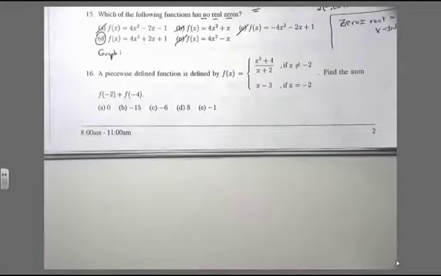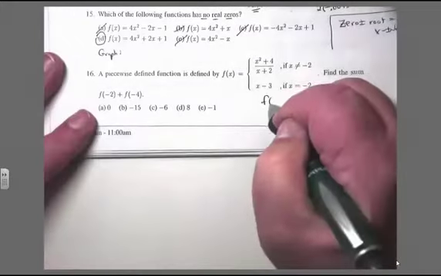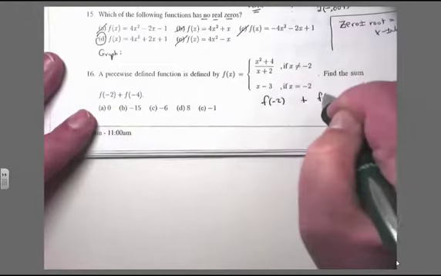A piecewise function is defined by the following. F of x equals x squared plus 4 over x plus 2 if x is not negative 2. And if x is negative 2, you get x minus 3. They want me to calculate f of negative 2 and then add it to f of 4.